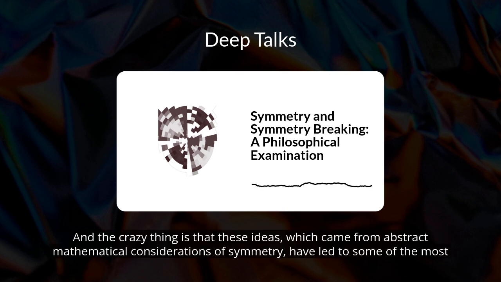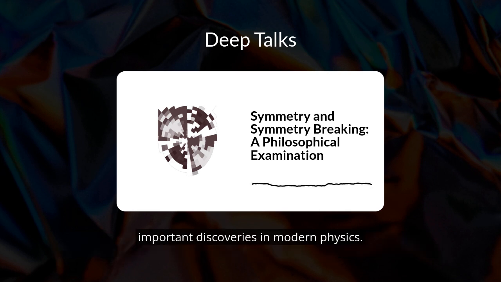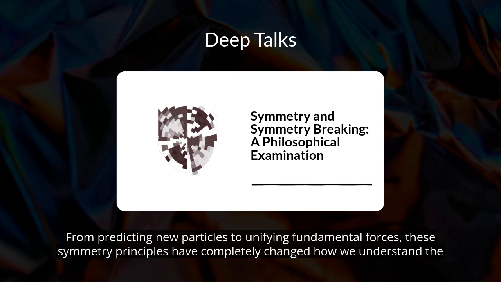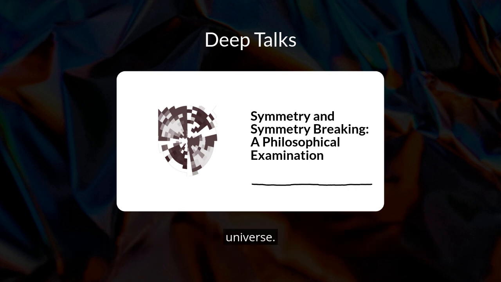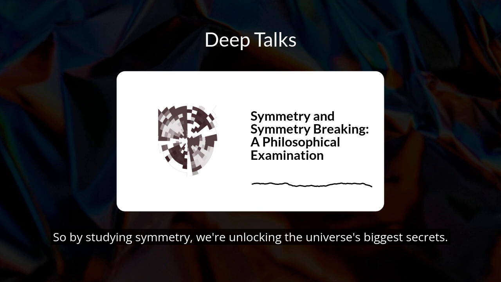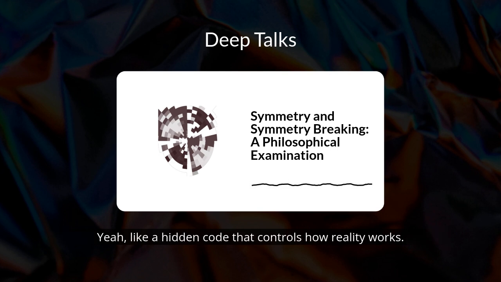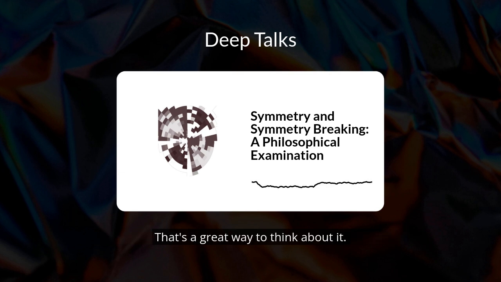Exactly. And the crazy thing is that these ideas, which came from abstract mathematical considerations of symmetry, have led to some of the most important discoveries in modern physics. From predicting new particles to unifying fundamental forces, these symmetry principles have completely changed how we understand the universe. So by studying symmetry, we're unlocking the universe's biggest secrets, like a hidden code that controls how reality works. That's a great way to think about it.